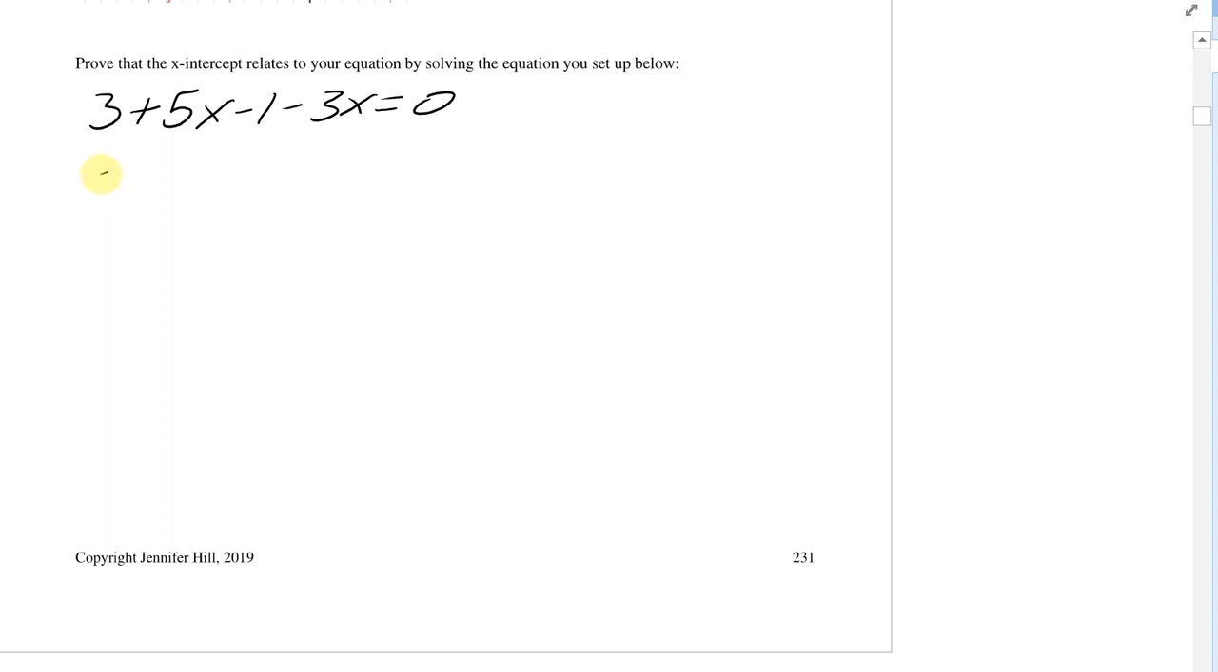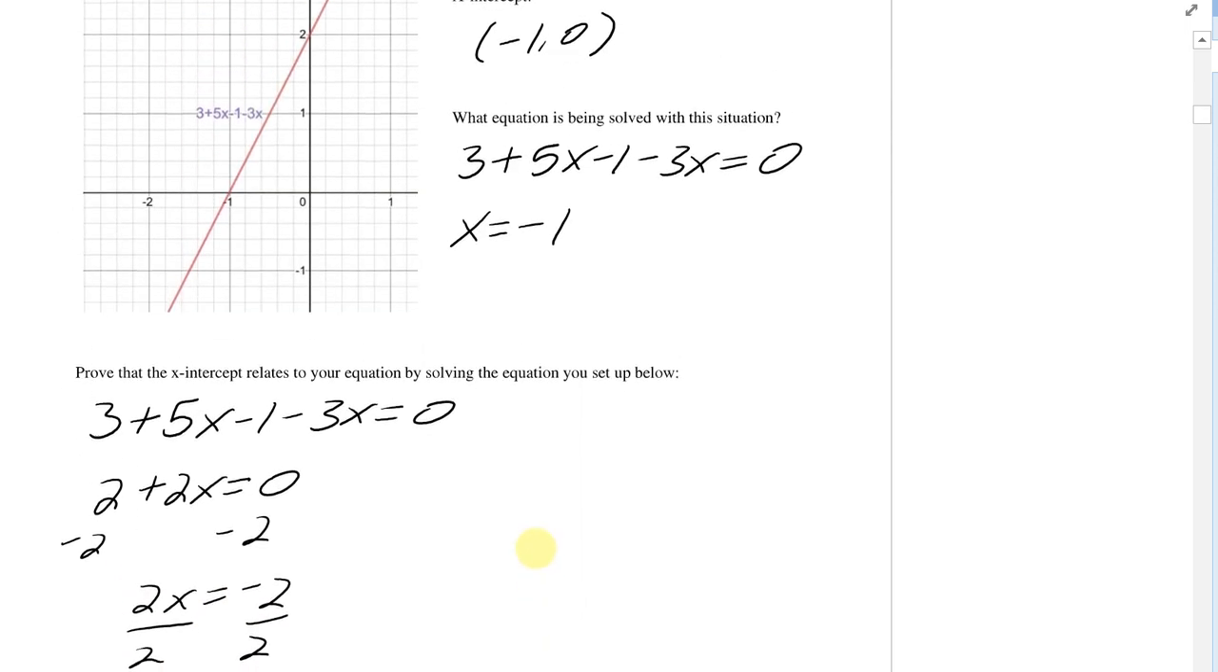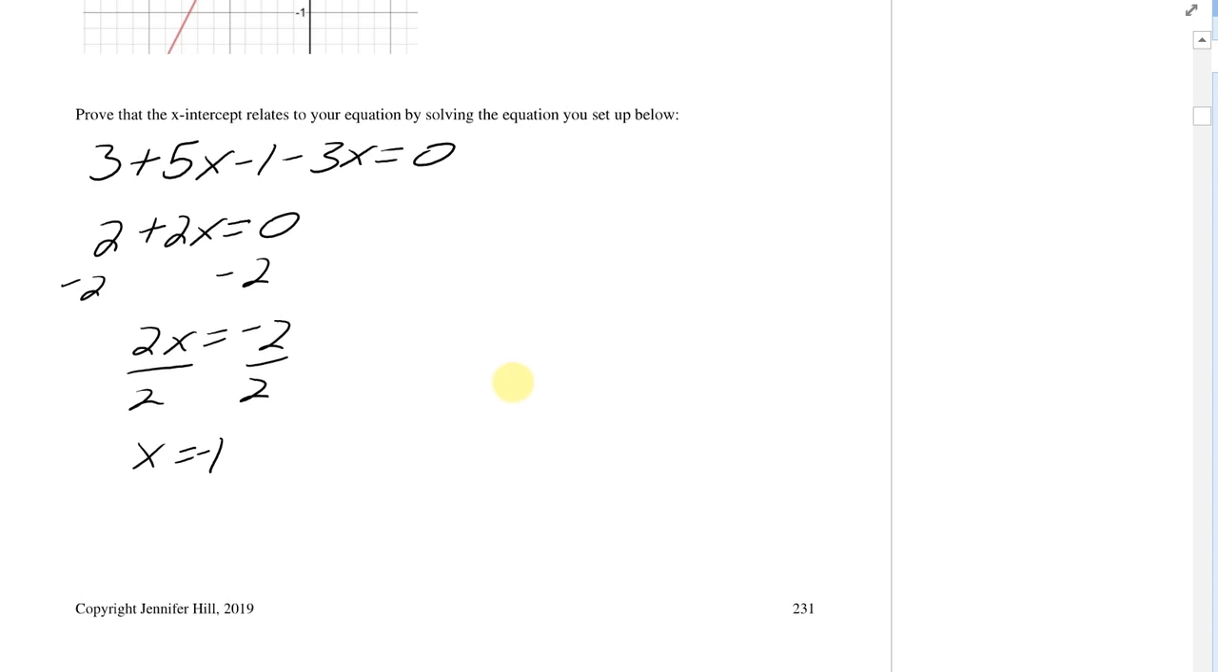So 3 minus 1 is 2. 5x minus 3x is going to give me 2x. Now I can subtract off the 2 and divide each side by 2, so I get x equals negative 1. Does that match what I had up above? It does. So you can see here that this is just a different way of looking at this information, and it is very powerful.